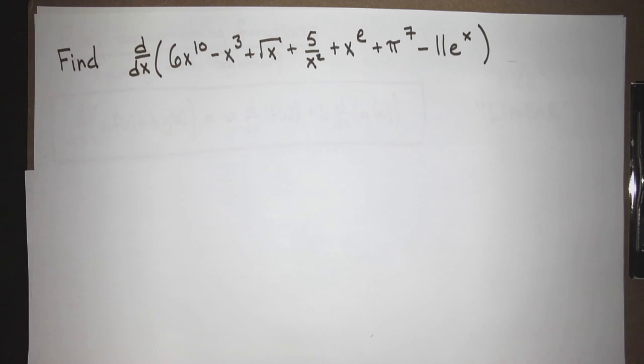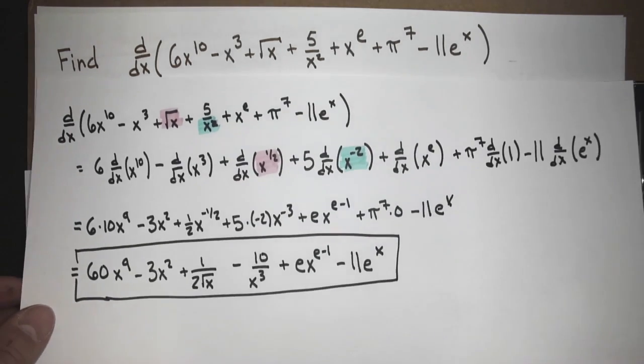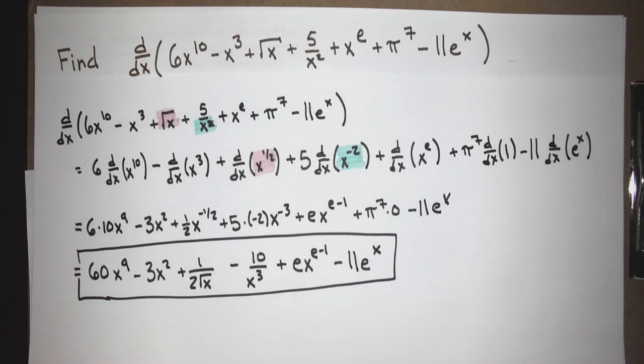So, do we have an answer? Anyone ready to read it out for us? All right, I see a hand here. 60x to the 9th minus 3x squared plus 1/2 x to the negative half minus 10x to the negative third plus e x to the e minus 1 plus 0 minus 11 e to the x. Wonderful. That's what I got.